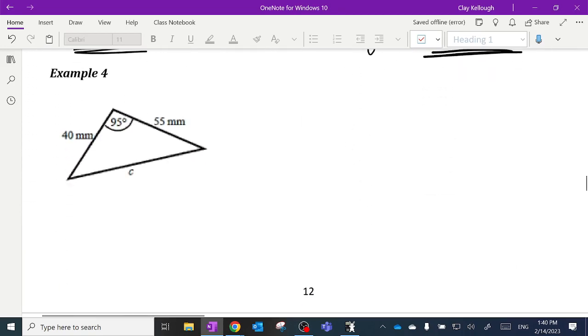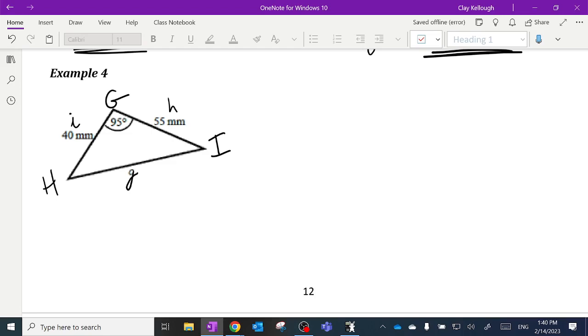Okay, I want to do one little bit different, just to mix it up. I know they gave you a C, and they called that C. I'm going to change that. I'm going to just turn that C into a G. And then I'm going to call that angle G. And then I'm going to call this angle H and angle I. And then this will be side I and side H.